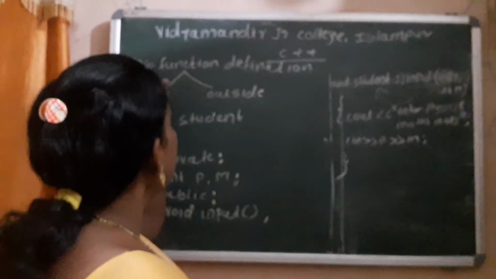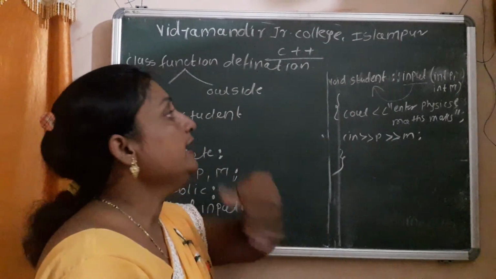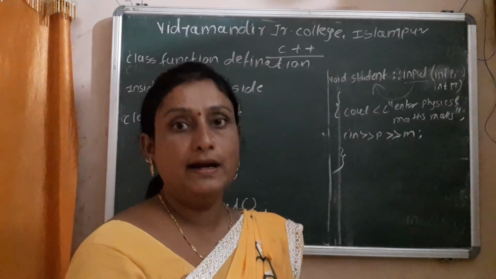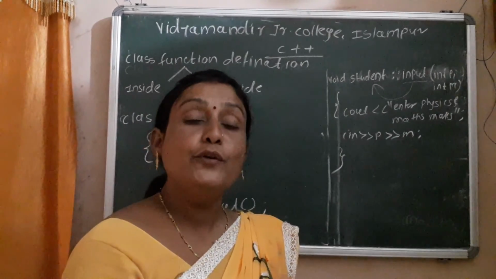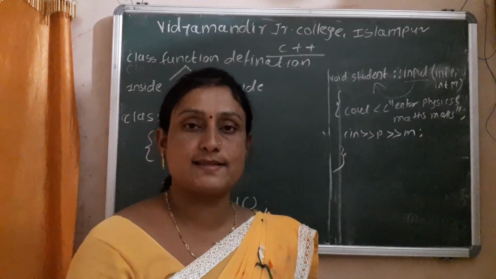Here the two parts of the class are finished. First is the declaration of the class, and the class function definition is the second part. In the next lecture we discuss how an object can be defined, and the fourth part is how a member function can be accessed.